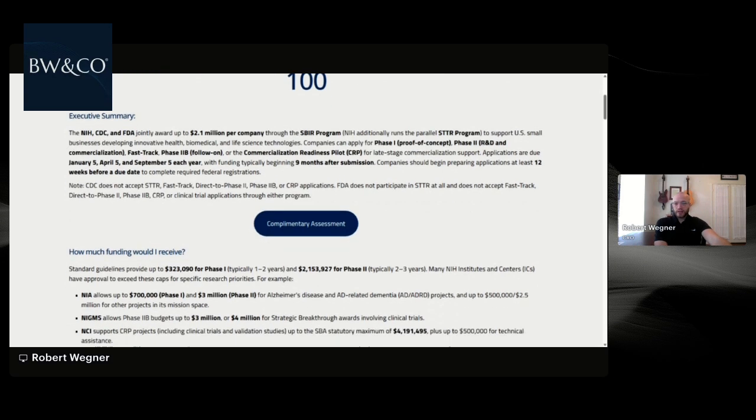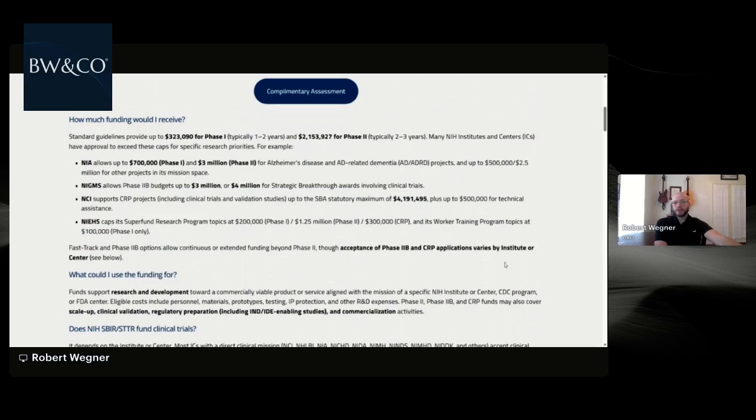Let's look at this next section here about the funding allowances. You'll see funding allowances for phase 1 are $323,000. Typically, it's 1 to 2 years. This really should say 12 months. That's most typical in terms of actually outlining the project. So I would expect to have specific aims around the 12-month time frame, although it does allow for up to 2 years. For phase 2, this is $2.153927 million. And typically 2 years can go all the way up to 3 years as well. So keep that in mind.